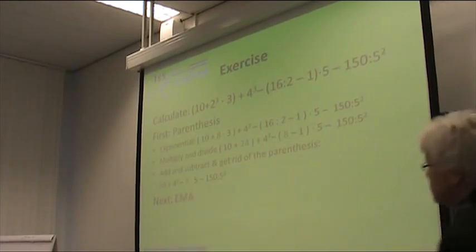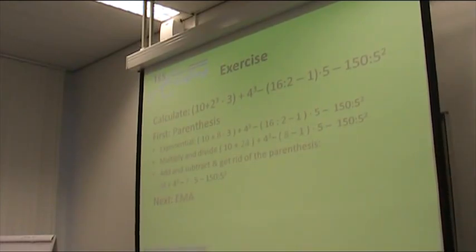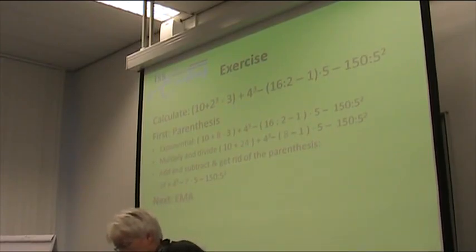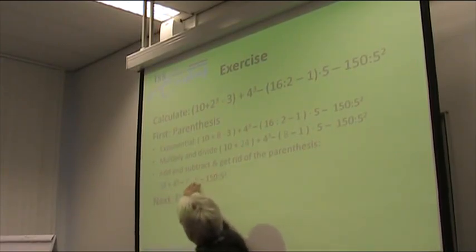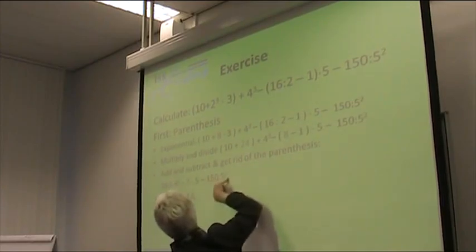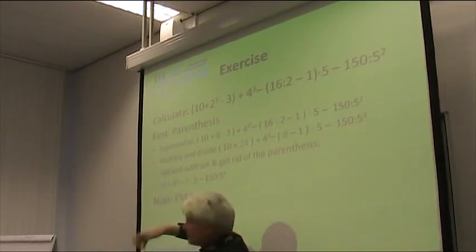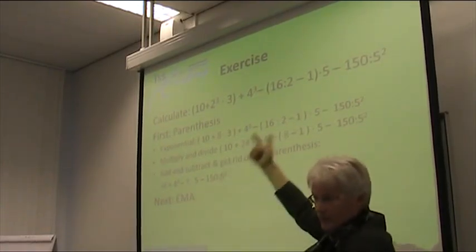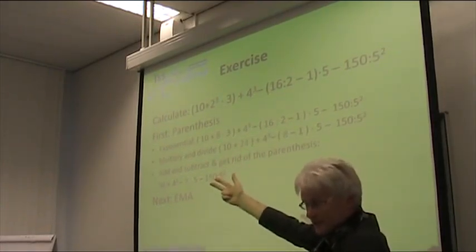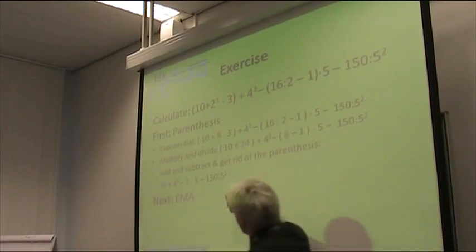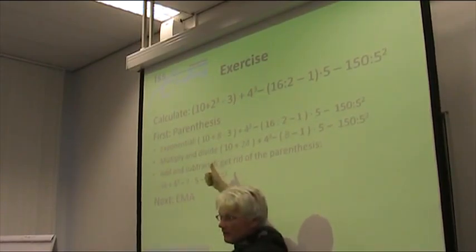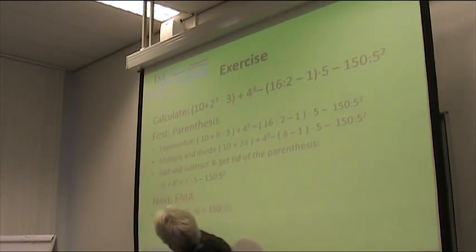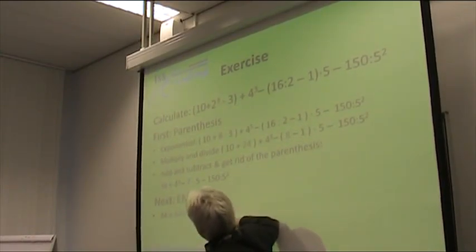Next, E and A. There we go. First the exponentials. What are the exponentials over here? This one and this one. So that's the first step that I do. 4 to the power 3. 4 times 4 is 16, times 4 is 64. 5 to the power 2. 5 times 5 is 25. So here I have 64, here I have 25.